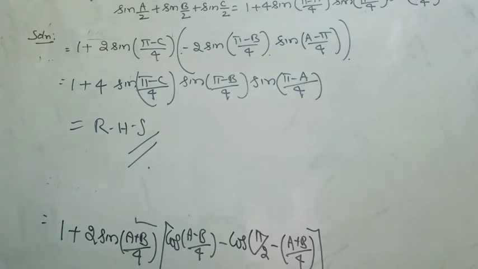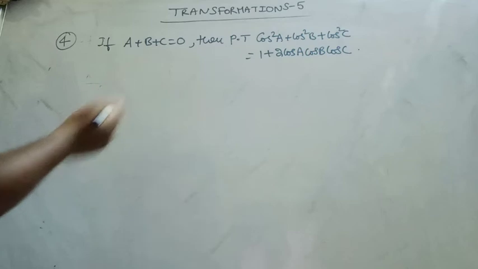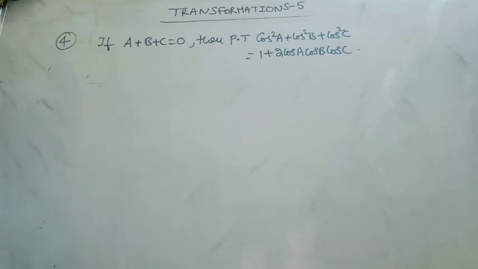Okay, fine. Now see, my dear students, this is another different kind of problem. If A plus B plus C equals 0, then prove that cos²A plus cos²B plus cos²C is equal to 1 plus 2 cos A cos B cos C, right, my dear students?